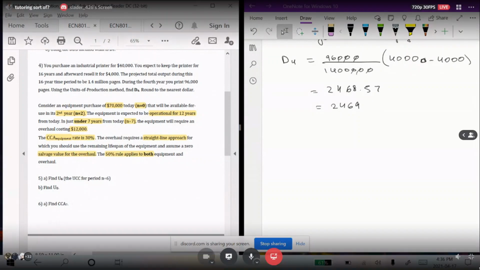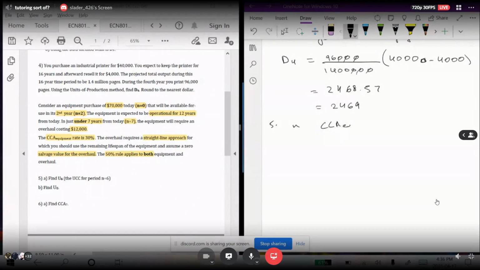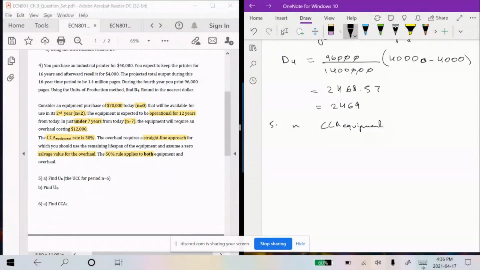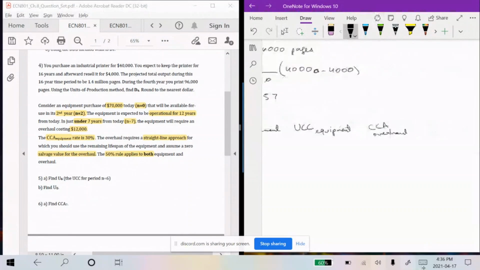So the thing that we do for these type of questions is you make this table where you write the N, the CCA for the equipment, then the UCC, that is the cost for the equipment, then you make another columns for the overhaul, because the overhaul is treated as a completely new machine.